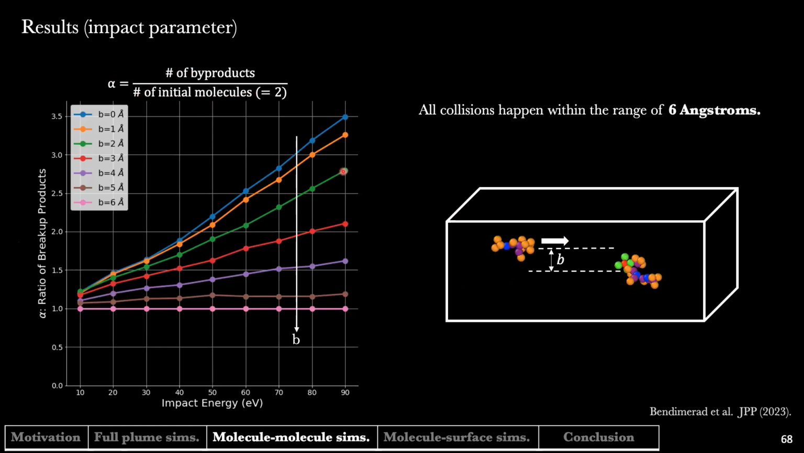And you observe an increase in the number of byproducts with an increase in impact energy, which means that stronger impacts lead to a higher number of fragments. And then we see a decrease with increasing B. So B equals 0 is this blue one, and B equals 6 is the pink one. And we see a decrease up to 6 angstroms. So for B equals 6 angstroms, alpha is 1, which means there is no fragmentation. And this means that all collisions and fragmentations happen within the range of 6 angstroms.